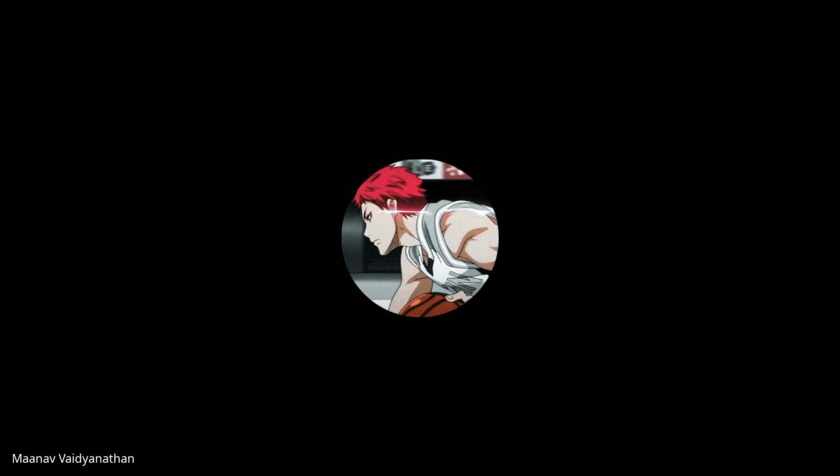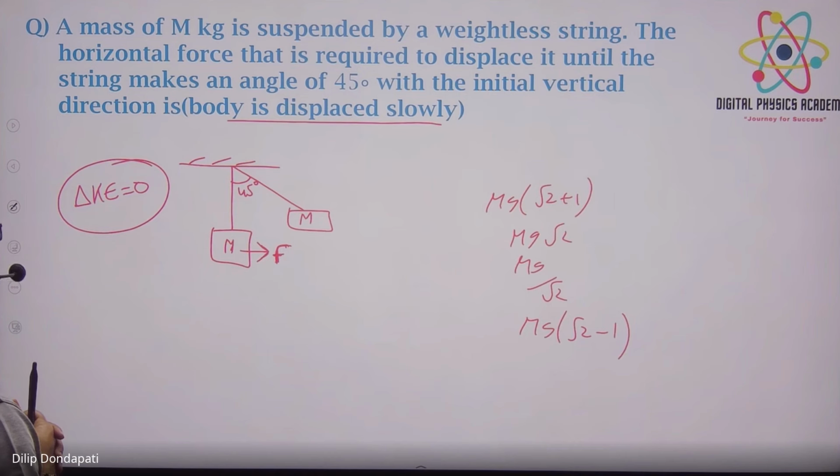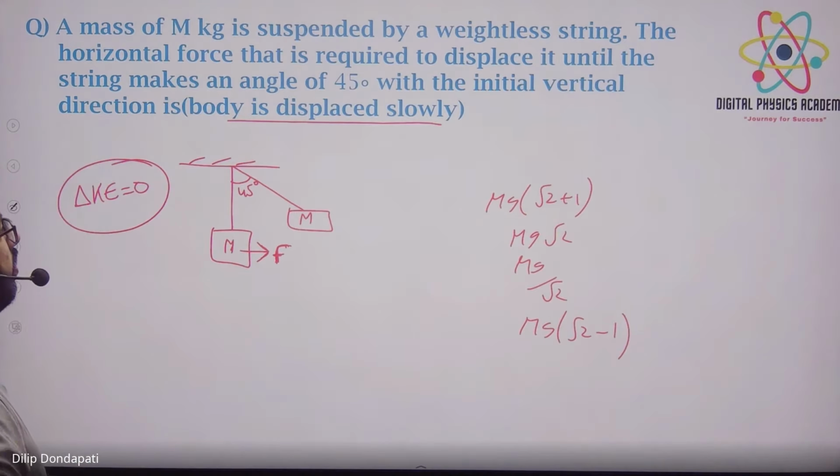Sir, mg. So he's asking, no, not like that, calculate. What is it telling to find? Tell me. Sir, how do we use 45 here? First of all, what is it telling to find? Tell me.